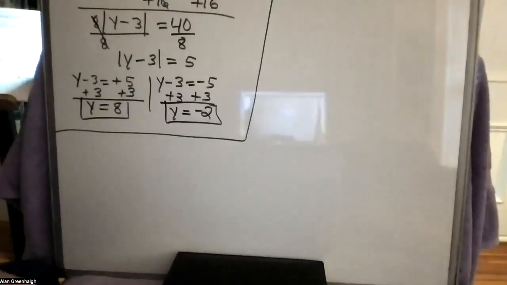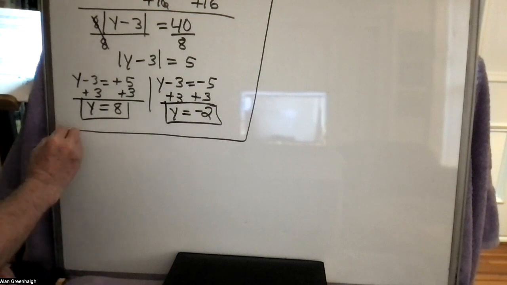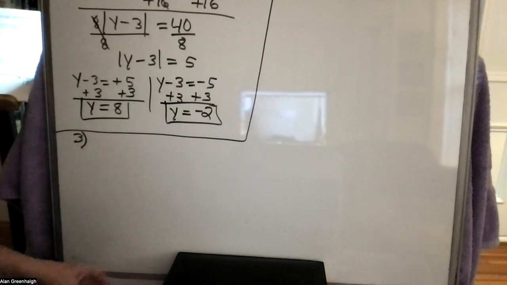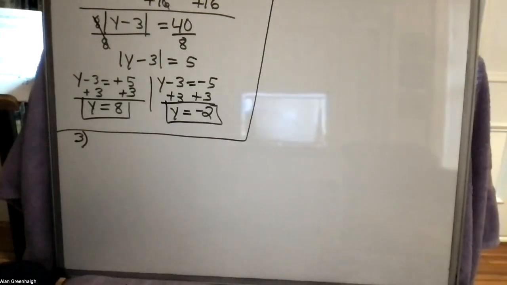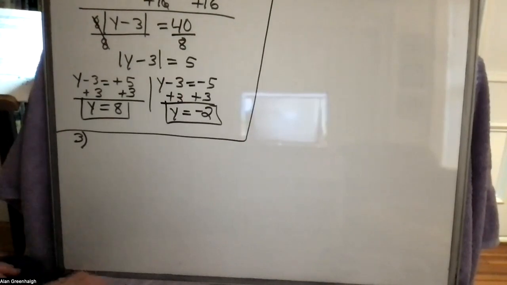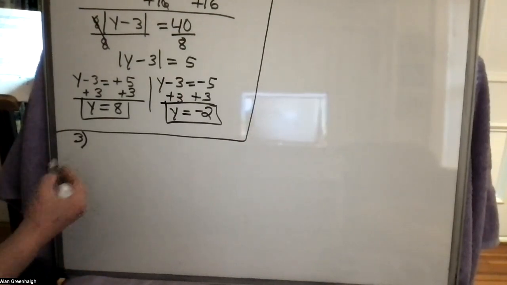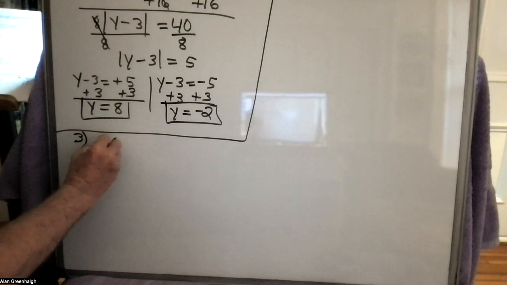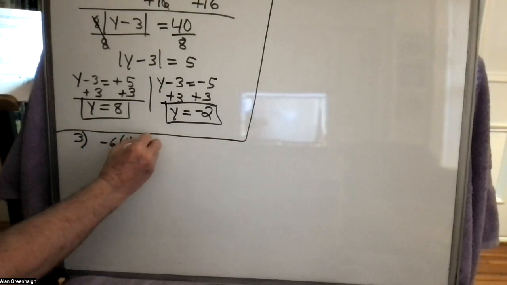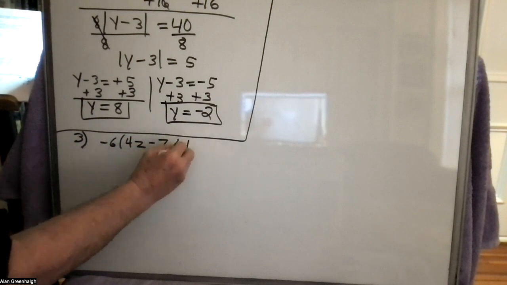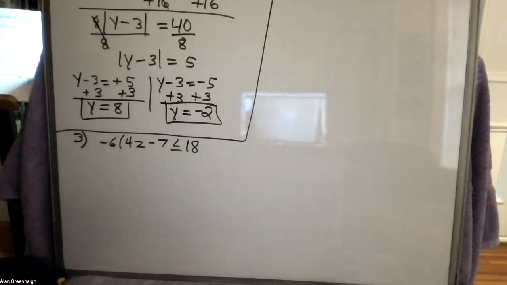Okay, let's see if we could squeeze problem number 3 in here. I believe we probably can. And the problem states solve for z. It's -6 times 4z minus 7 less than or equal to 18. Graph the solution and also express the answer in interval notation.